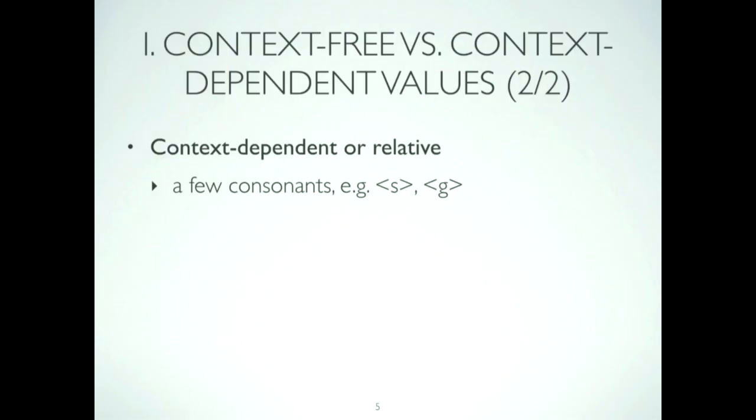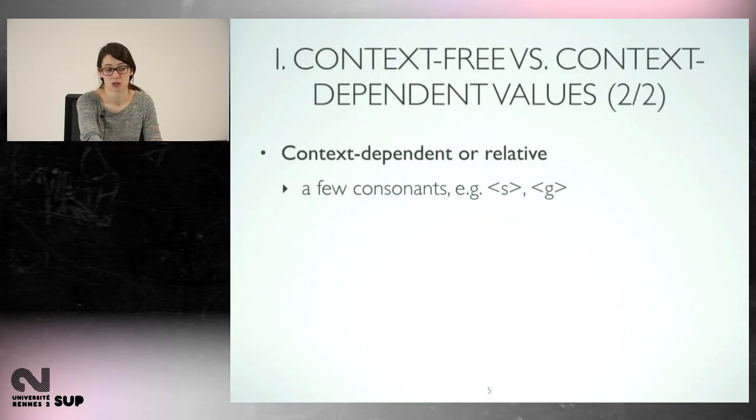So that's the case for a few consonants. I said that most consonants were actually context-free, but some of them are context-dependent. That's the case for the S consonant, which, depending on the context, is going to be realized as s in sun, for instance, as z in rise, as sh in impulsion, and as zh in vision. So you can see that the consonant S can have as many as 4 different values depending on the context of occurrence.